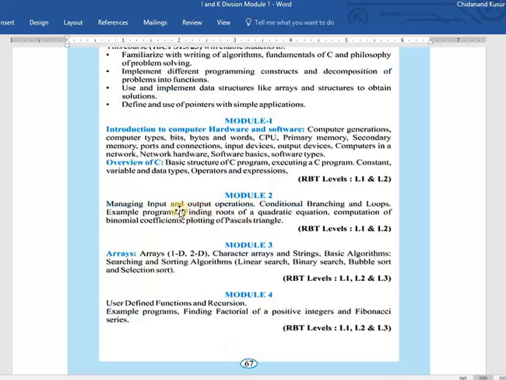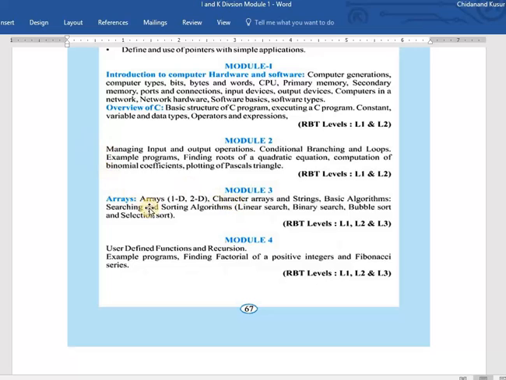In module 2 we learn input and output functions, scanf, printf, gets, puts, getch, putch. And we learn conditional statements, simple if else, nested if, else if ladder, switch, while, do while, for. We solve some problems by writing program, finding roots of quadratic equation, calculation of binomial coefficients, plotting of Pascal's triangle.